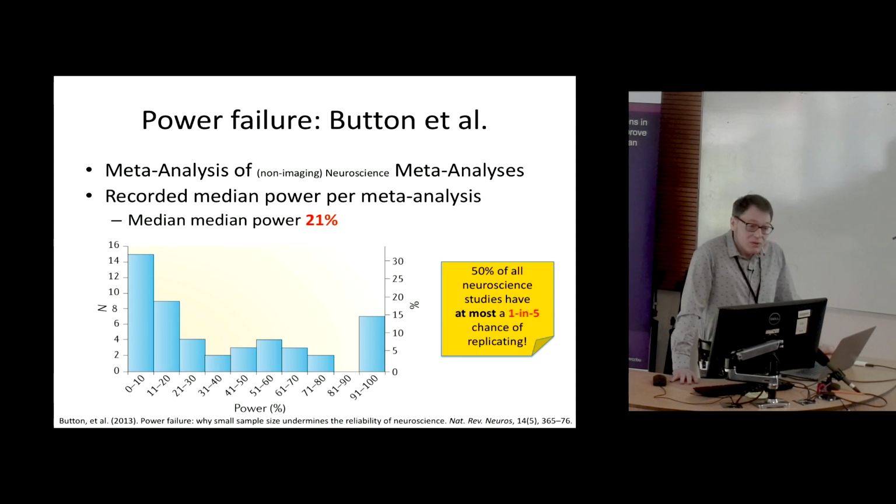They did a meta-analysis of meta-analyses of papers in neuroscience. And they excluded imaging because they didn't know what to do with imaging. They scoured the literature for meta-analyses, and they collected them all, and then did this cute trick. In general, we do not know what the true power or the true effect size is for any given study. You don't know. That's why you're conducting the study.